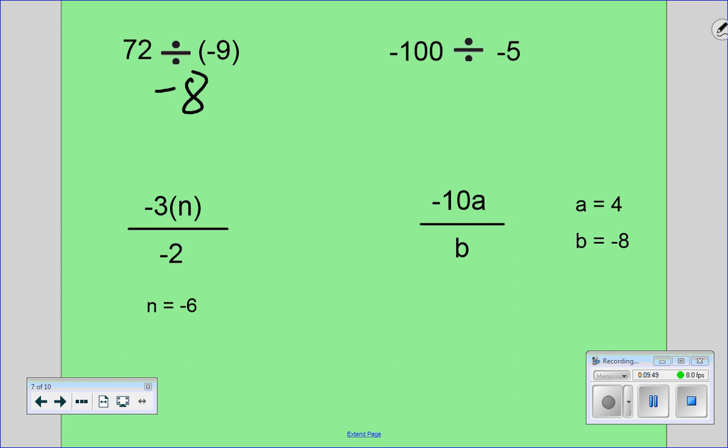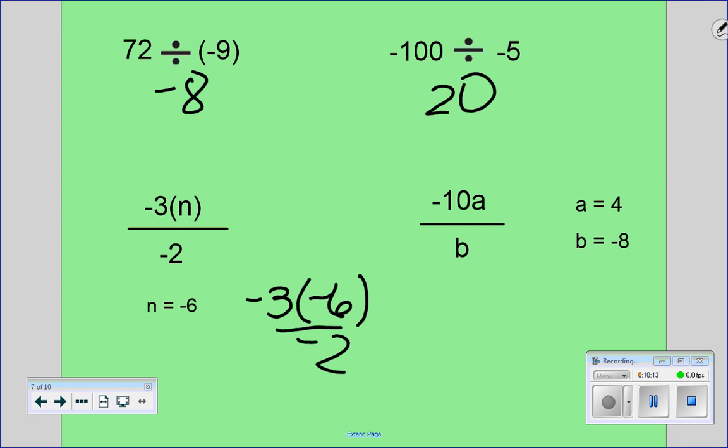And then like this one, negative 100 divided by negative 5. Well, I know it's going to be 20, and it's going to be a positive 20 because it's two negatives. The only tricky part for division is down here. They're going to give you a problem like this, and tell you what n is, so you have to substitute. So it'll be -3, and then n is -6, divided by -2. They're going to throw some multiplication in there, just like what we talked about. So you'll do -3 times -6, which is 18, and then 18 divided by -2, which is -9.